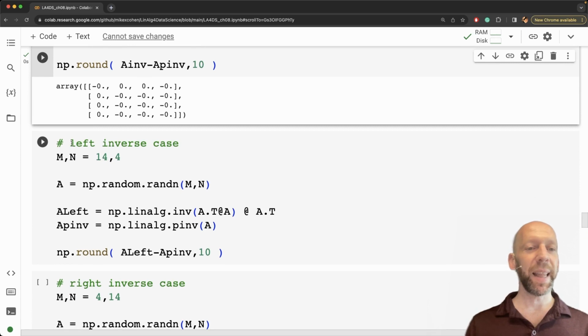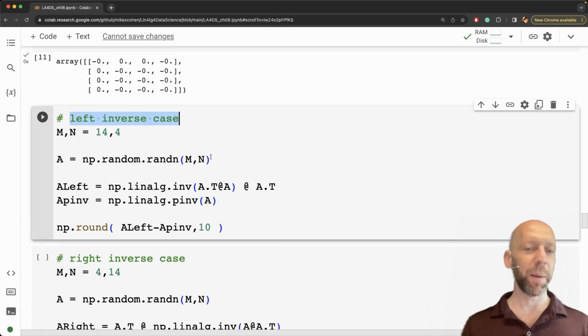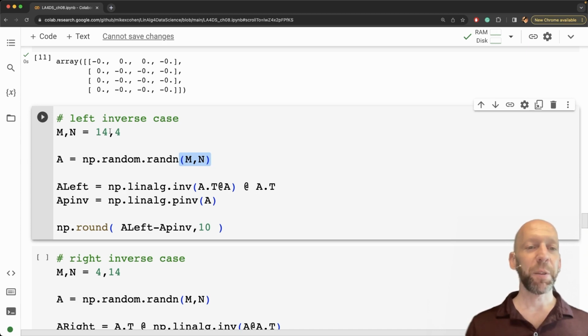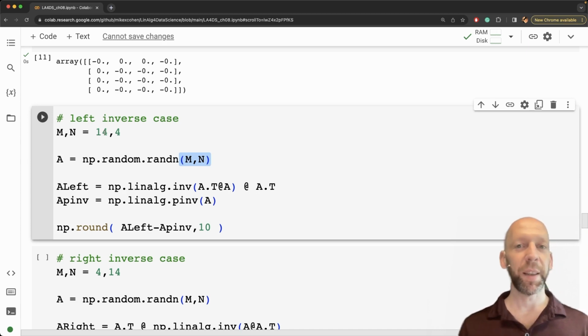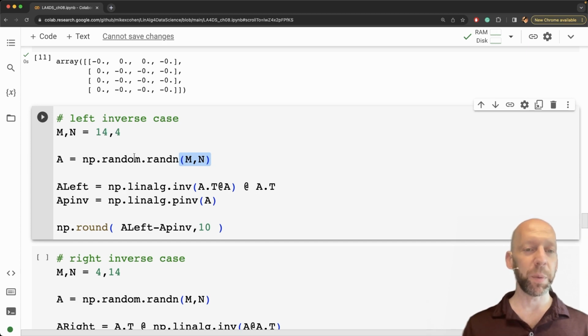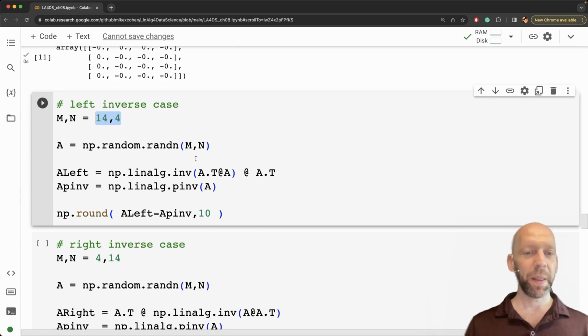Here is the left inverse case. You can see I'm creating a non-square matrix, a rectangular matrix that is 14 by 4. So this is a tall matrix. It has 4 columns. Because these are all random numbers, I expect this to be a rank 4 tall matrix, which means it doesn't have a full inverse, but it does have a one-sided left inverse. And that's what I create here.